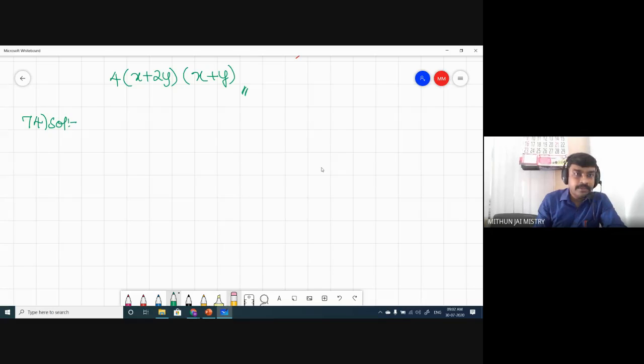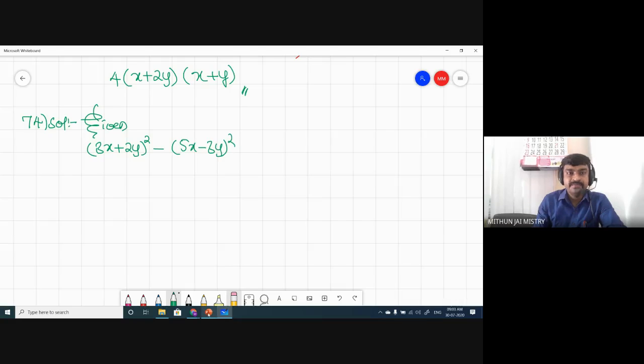What is the question given? The given polynomial is 3x plus 2y whole square minus 5x minus 3y whole square. Somebody disturbance coming.